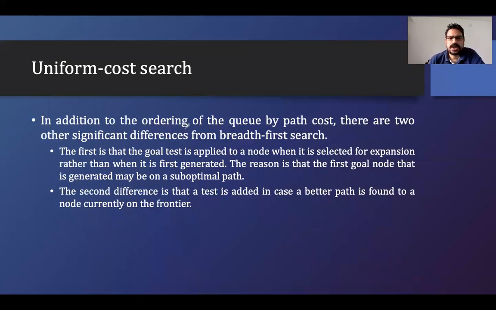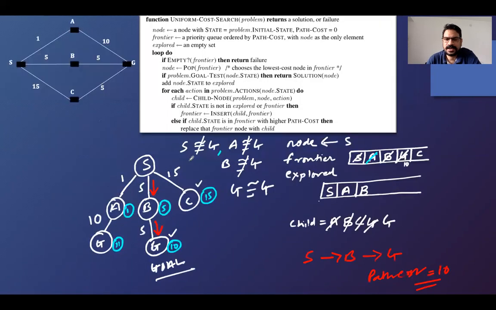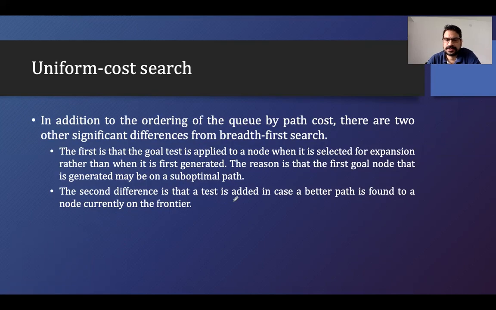In addition to the ordering of the queue by path cost, there are two other significant differences from breadth first search. So what are the differences between uniform cost search and breadth first search? The first is that the goal test is applied to the node when it is selected for expansion rather than when it is first generated. See, when G is generated, we haven't compared it with the goal, right? When it is removed from the frontier, only then do we compare it with the goal. So in that way, we are getting the optimal solution.